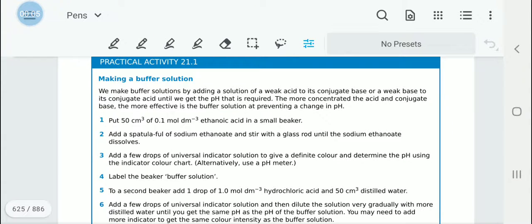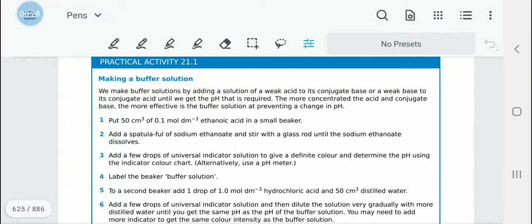Now we are going to look at how to make a buffer solution. So obviously we know that we can make a buffer solution by adding a weak acid and its conjugate base, or a weak base to its conjugate acid. So we get the pH that is required by adding these in different proportions.